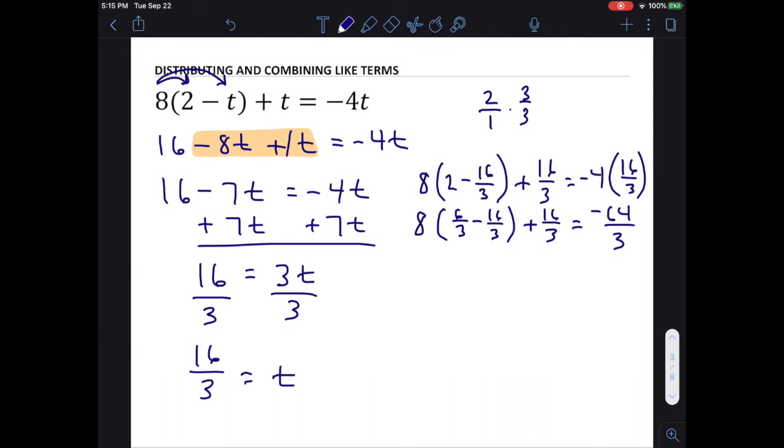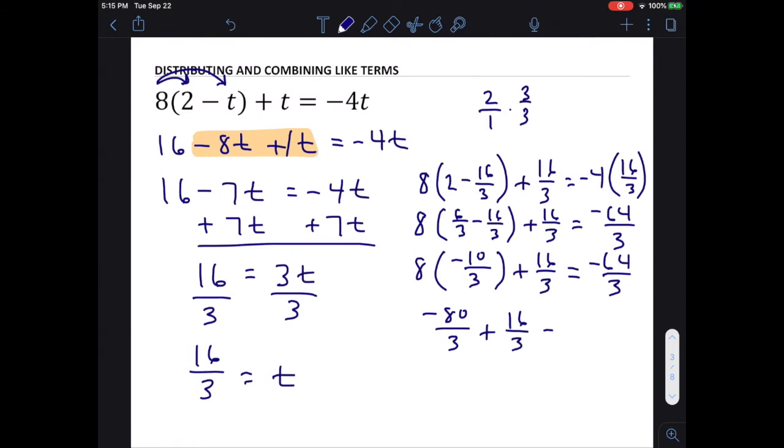Okay, so let's keep going. We're going to simplify what's in the parentheses. So we have 8 times -10 thirds plus 16 thirds equals -64 thirds. And then we need to multiply that 8 times the -10 thirds, so that's -80 thirds plus 16 thirds equals -64 thirds. And then when we combine these two on the left-hand side, we get -64 thirds. Look at that. It worked.